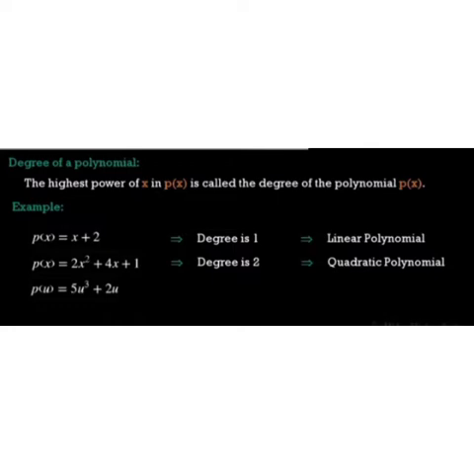In the third example, 5u cube plus 2u, the highest power is 3, so the degree is 3, and if the degree is 3, it is called a cubic polynomial. So depending on the degree, polynomials are classified as linear, quadratic or cubic. If the degree is 1, it is called a linear polynomial. If the degree is 2, it is called a quadratic polynomial. If the degree is 3, it is called a cubic polynomial, right? These are the classifications of polynomials.